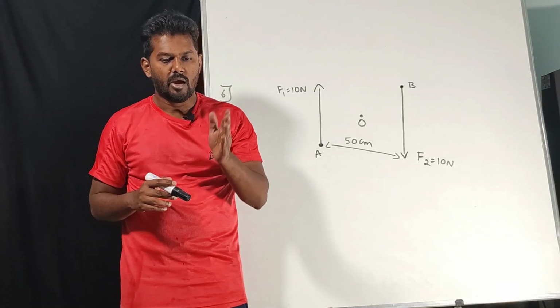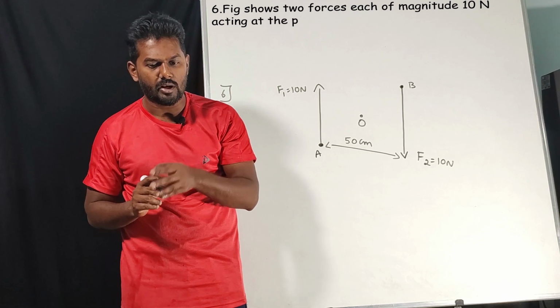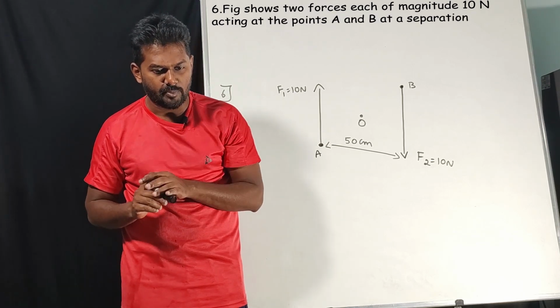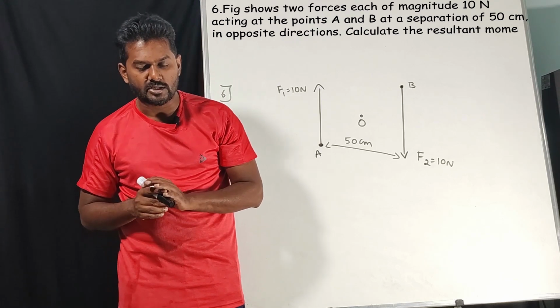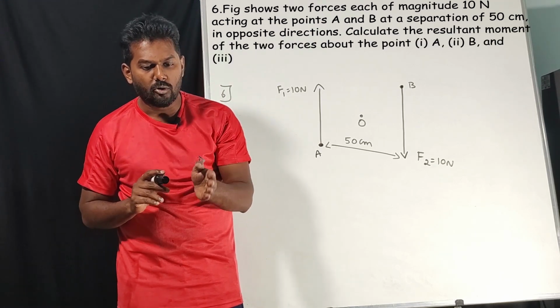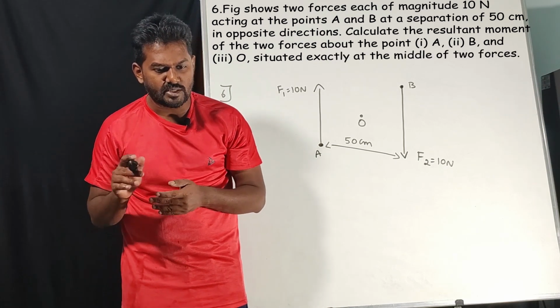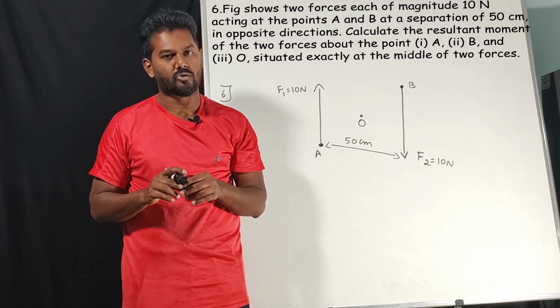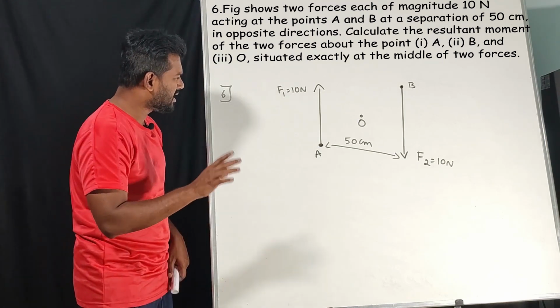Question number 6. Figure shows two forces, each of magnitude 10 Newton, acting at the points A and B at a separation of 50 centimeter in opposite direction. Calculate the resultant moment of forces about the points A, B and O, situated exactly at the middle of the two forces. Understanding this question is very much important. It is also very simple.